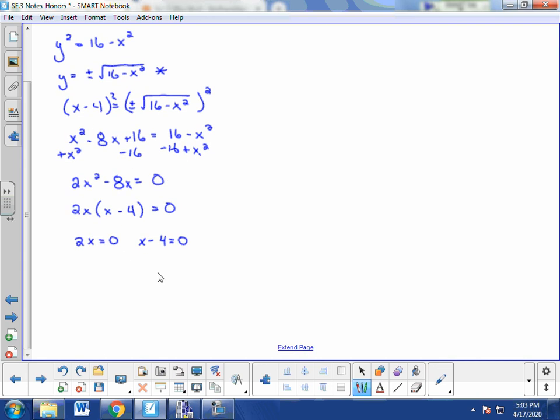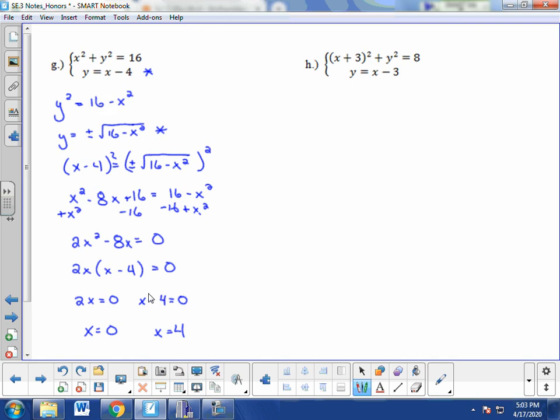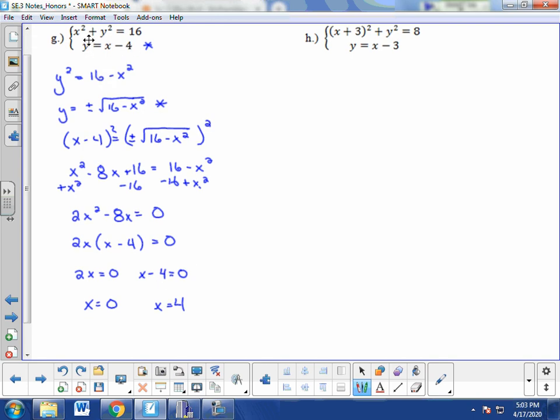So now, divide by 2 on the left. x equals 0 is one solution for x. Add 4 on the right. So x equals 4 is my other solution for x. To find my y's, I can substitute back into either of the two equations. I'm going to choose this one, y equals x minus 4. So y equals 0 minus 4. If you need to do that in the calculator, you can, but y equals negative 4. So here's a coordinate pair that goes together. Substitute in x equals 4, so y equals 4 minus 4, which is 0. So here are my two solutions.